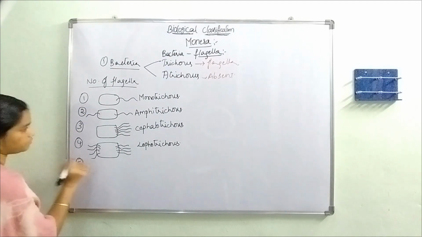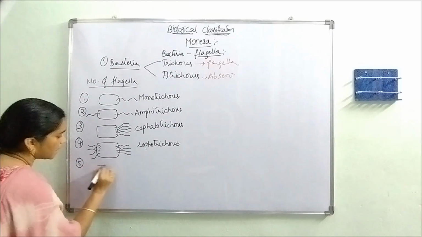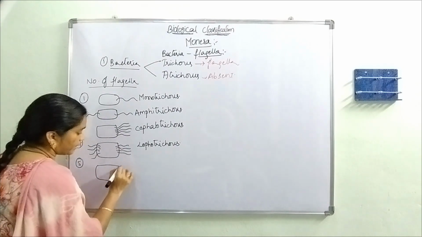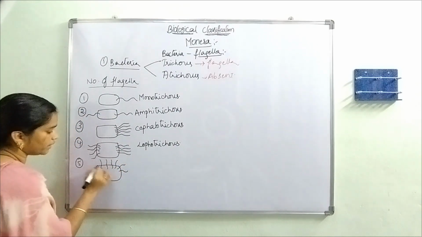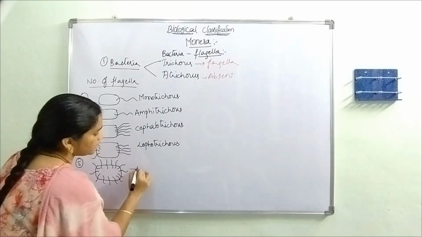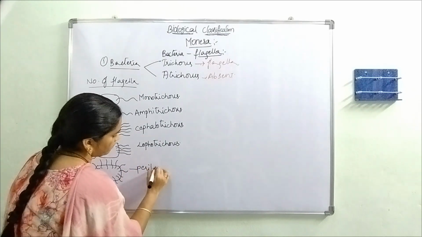Next, if the flagella are present all over the body of the organism, then we call it peritrichous. Peritrichous.